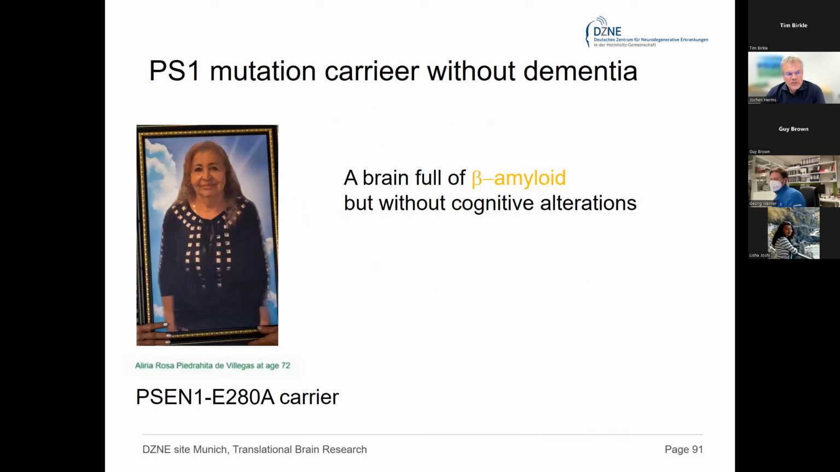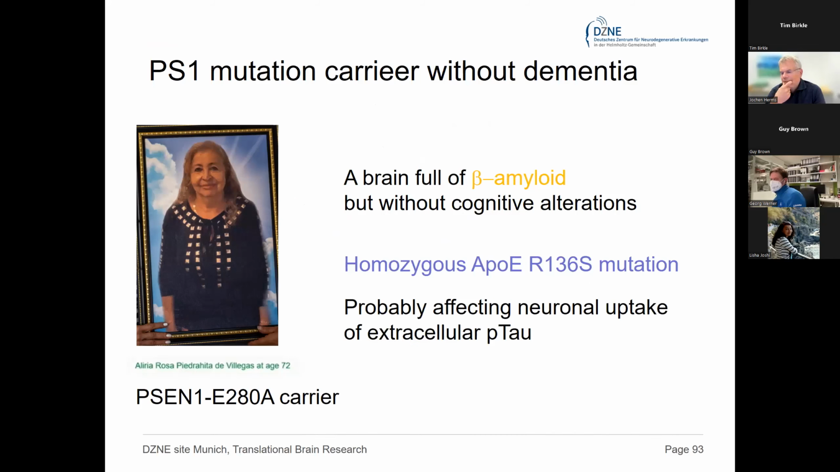And I come back to this woman. Actually, the brain is full of A-beta and she has no cognitive alterations. And the cause is this patient has a homozygous ApoE mutation. And this ApoE mutation probably affects the neuronal uptake of extracellular phospho-tau. So this patient really makes clear that ApoE plays an important role for the toxicity of amyloid in terms of inducing tau pathology.